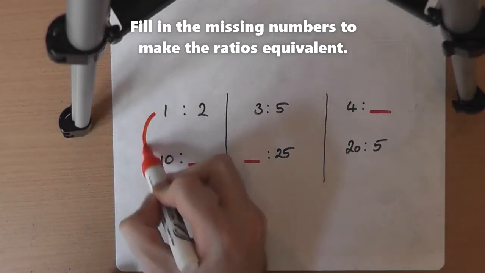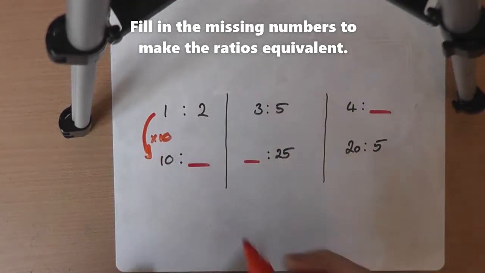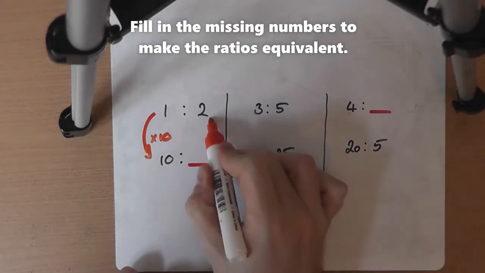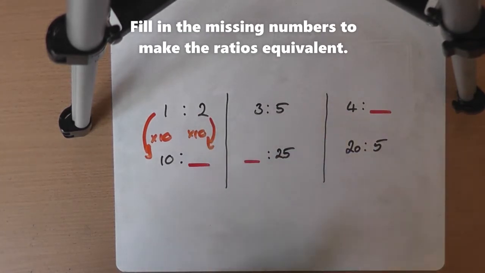So we've gone from 1 to 10. And going from 1 to 10, we have timesed the left-hand side by 10. To make it equivalent, we also have to times the right-hand side of the ratio by 10. Otherwise, we are just coming up with a different relationship. Remember, a ratio just describes a relationship, so we're making it 10 times bigger on the left and 10 times bigger on the right. And we're coming out with 20 for our equivalent ratio.